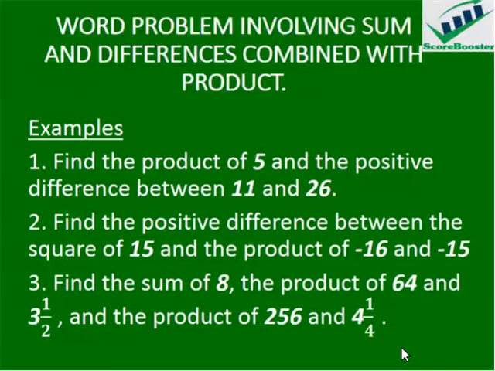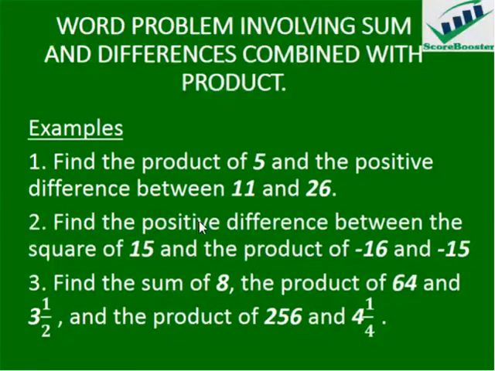So the first question says, find the product of 5 and the positive difference between 11 and 26. The first operation you see will be the last thing you will do. Here we have to find the product of 5 and the second number you will multiply by 5, which is the positive difference between 11 and 26. And you know what will happen for you to get a positive difference? You subtract the smaller number from the larger number. When it says you subtract a from b, it means b minus a. I've explained that in differences, but I'm just revising with you here.